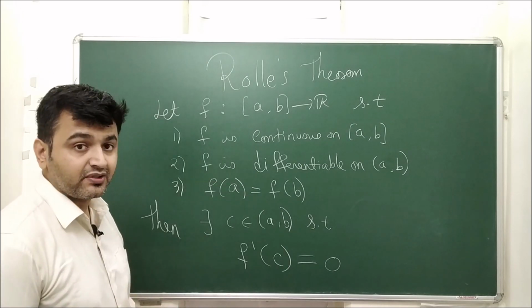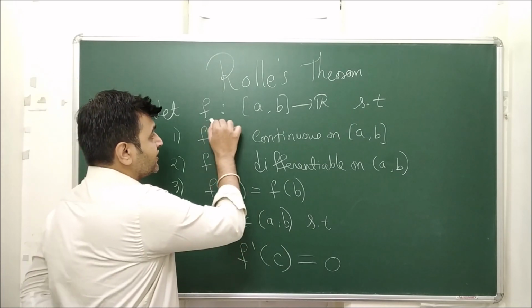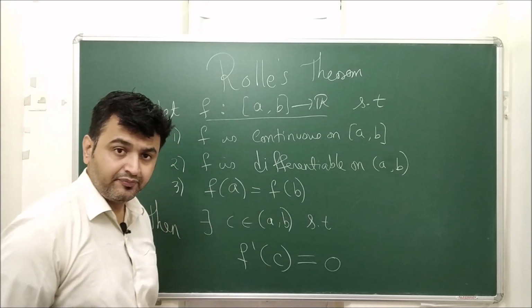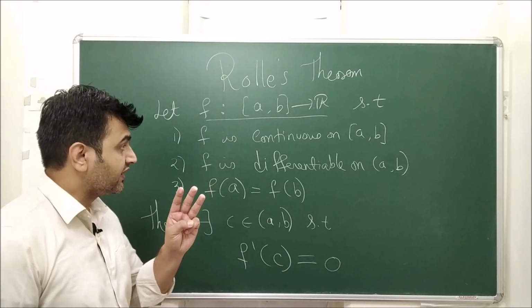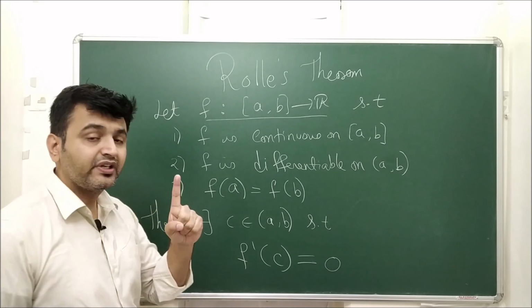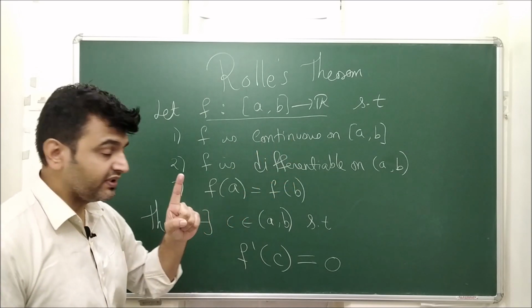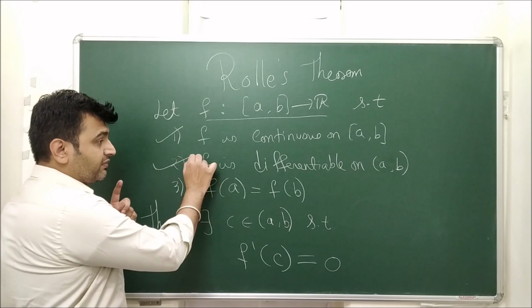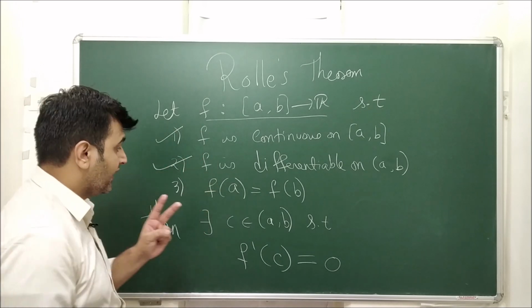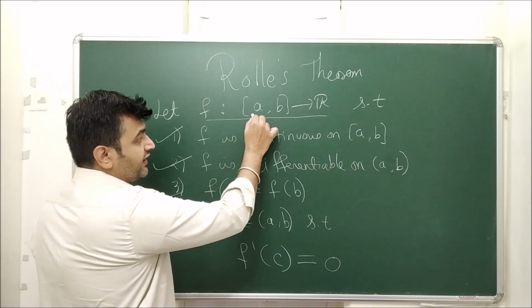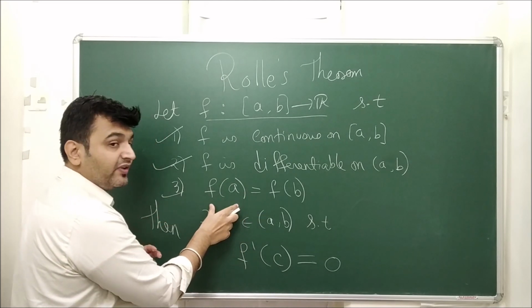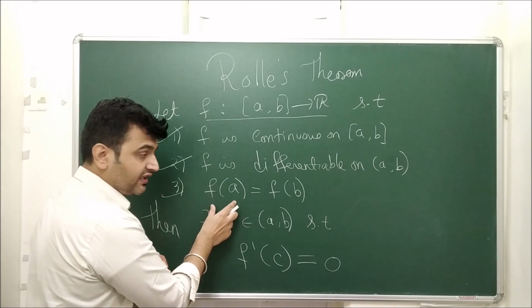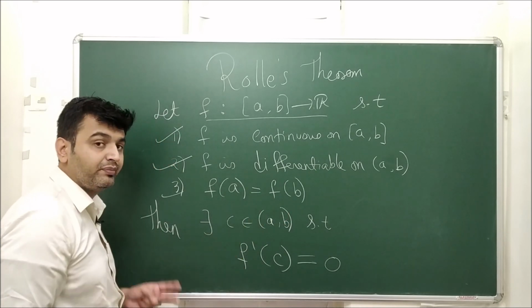So what is Rolle's theorem? Rolle said if you have a function from closed [a, b] to R such that it satisfies 3 conditions. The conditions are: the function has to be continuous on the closed interval [a, b], it has to be differentiable on the open interval (a, b), and at the endpoints, what are the endpoints, a and b, at the endpoints the function takes the same value. So the functional value of a is equal to the functional value of b.